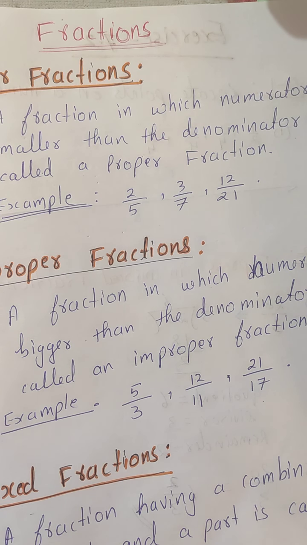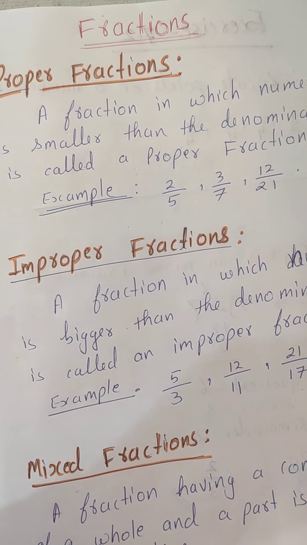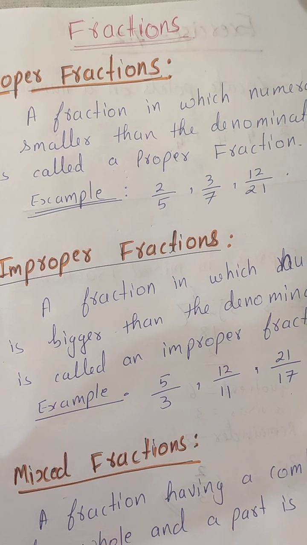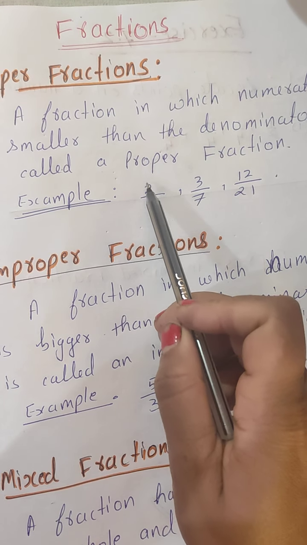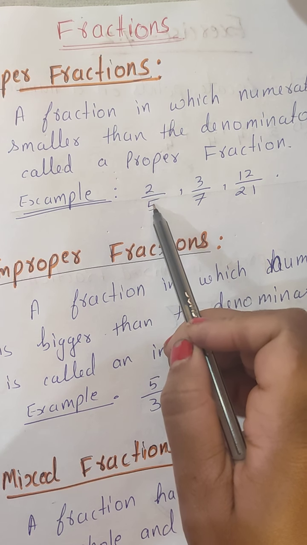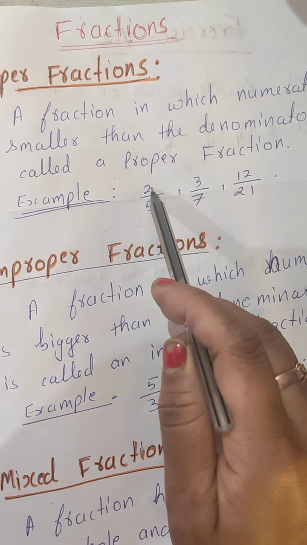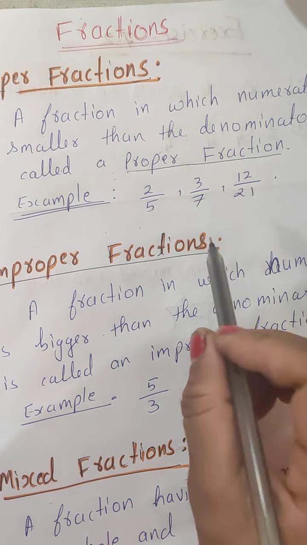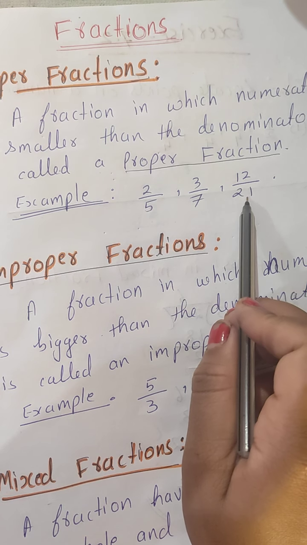So we were doing the fractions. As an online class, we have already studied what are proper fractions, what are improper fractions, and what are mixed fractions. So I'll just repeat it quickly. A fraction has two parts. The upper one is called the numerator, and the number which is down is called the denominator. A fraction in which the numerator is smaller and the denominator is bigger is called a proper fraction. Examples are there in front of you: 2 by 5, 3 by 7, 12 by 21.